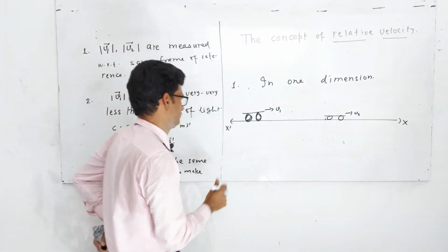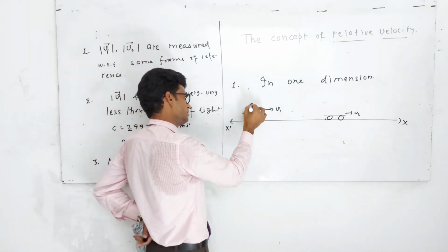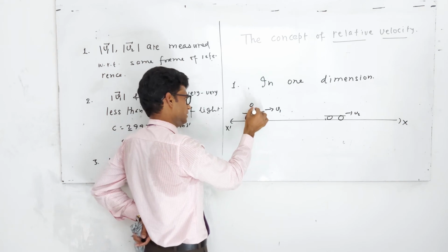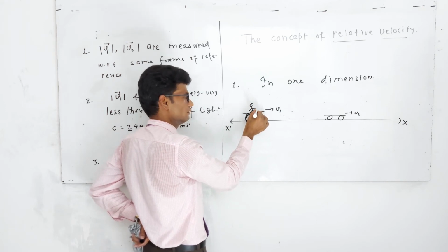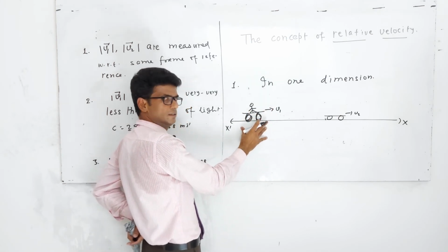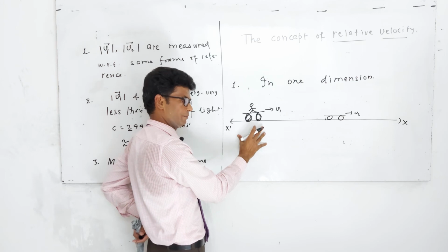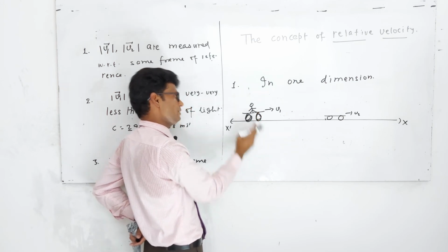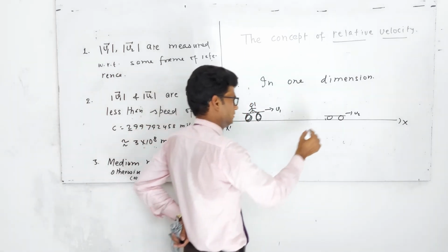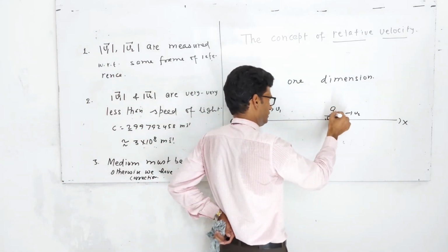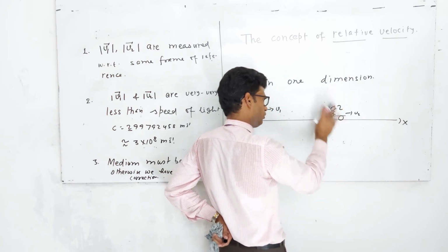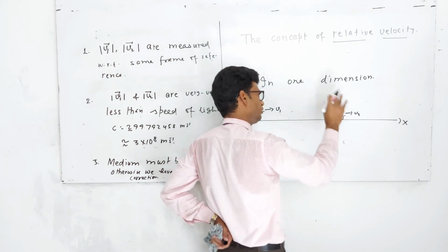Now suppose one person is either standing or sitting, not moving. It may move on the trolley, still we are able to solve the problem. But if we take it is at rest, say this is person 1 on trolley 1, and here another person 2 on trolley 2, also sitting or standing, not moving on the trolley.